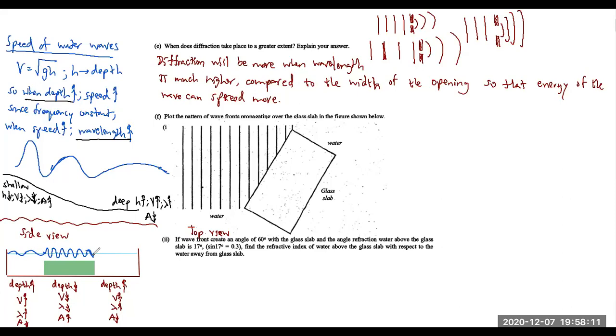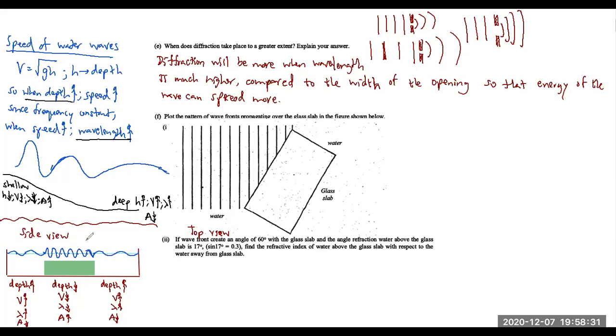And then again, this region. What is this region? Deep water. So high wavelength, low amplitude. High wavelength, low amplitude. This is how the wave will look to you from the side. Now this and this are exactly the same. There's no big difference.